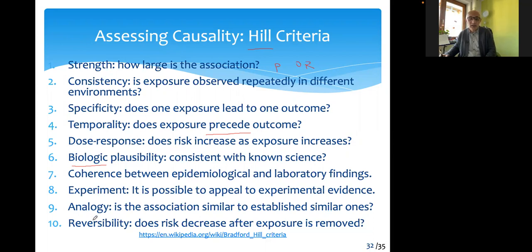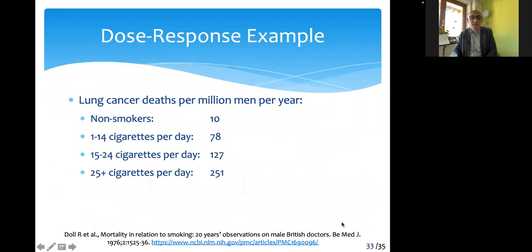What else? Analogy. Is the association similar to established similar ones? That is another important point. And lastly is reversibility. Does risk decrease after exposure is removed? So if you remove tobacco from the life of the person, will he still have a high risk of lung cancer, or will this risk also decrease? If you have many or all of these Hill criteria together, only then can you claim a causality.